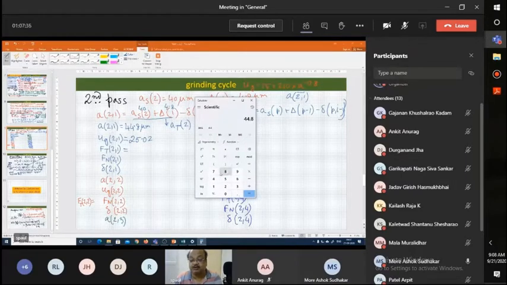44.8 to the power minus 0.8 equals to something. No, it is not working. So how do you do that? 44.8 to the power should come here, to the power minus 0.8, is equal to this into 210 plus 15.